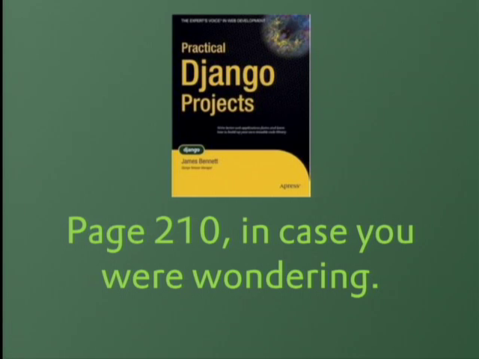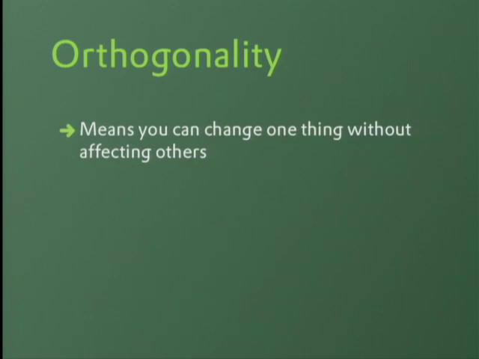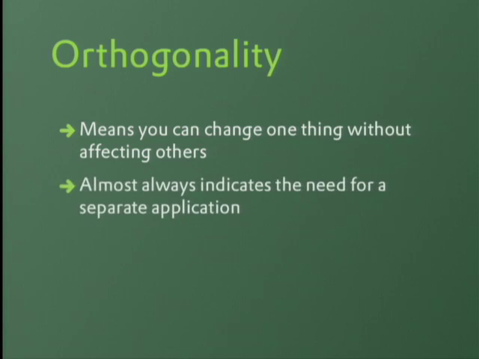Anyway, getting back to this little checklist of questions, the next thing I usually ask is orthogonality. And this is really kind of a tricky word. It was a long time before I even understood it. Basically it boils down to: I can change one thing in my application, or one feature, without affecting the way other features are going to work. And whenever something is orthogonal, I've never yet run into a case where it shouldn't be a separate application.